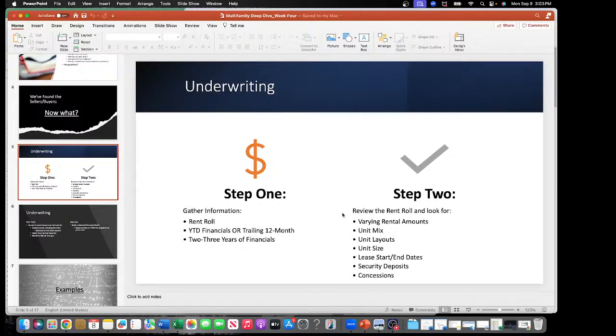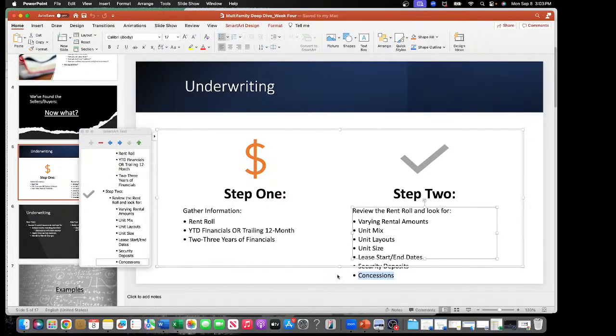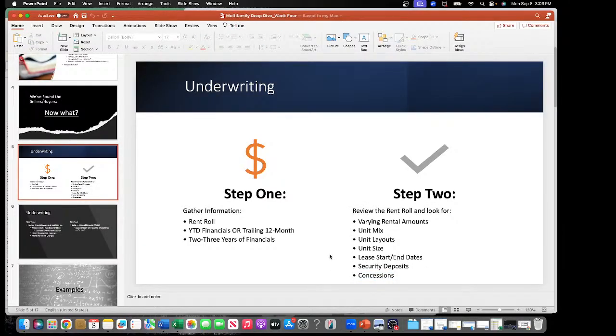And the most important thing, especially recently, is this last one here, concessions. Concessions means someone might say, I'm doing a 12-month rental rate, and I'm giving 1 month free. That's really 11 months of rent, not 12 months. And that works like a 92% occupancy rate because 1 divided by 12 is 8%. And so that can change things as well.